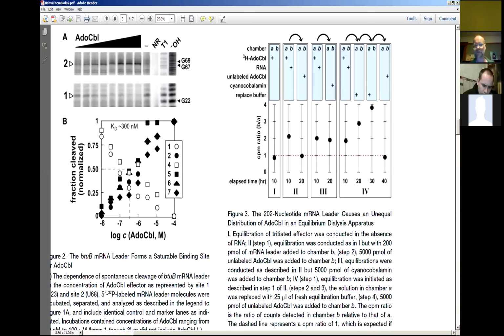Yeah, so that is where they're replacing the buffer, and so they're getting rid of all this tritium floating around, essentially flushing both chambers A and B with fresh buffer. So they're getting rid of all this free tritium, and the labeled and unlabeled small molecule is still bound to the RNA, right? And you see that when you do that, you don't see the concentration of the label in B rise. Presumably what you're seeing is the concentration of the label in A drops to almost 0. Right? So they're getting a ratio of the label that's almost 4-fold as opposed to only 2-fold by getting rid of this free-floating tritium in the buffer.